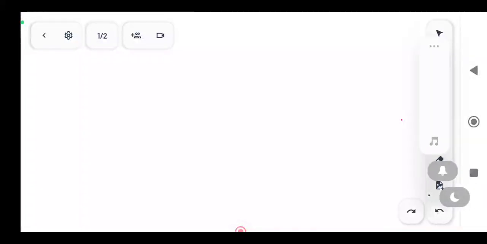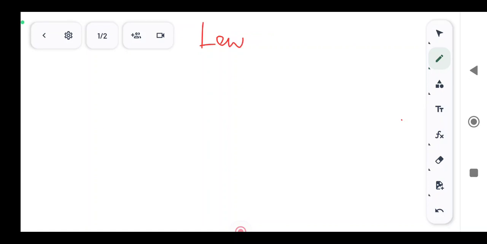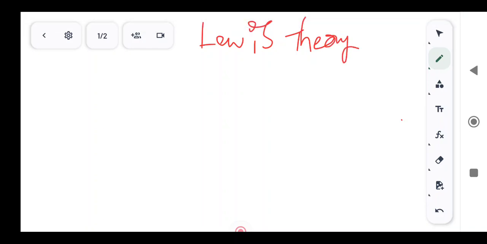Hi students, today we will discuss Lewis theory of acid bases. So this theory was given by G.N. Lewis.